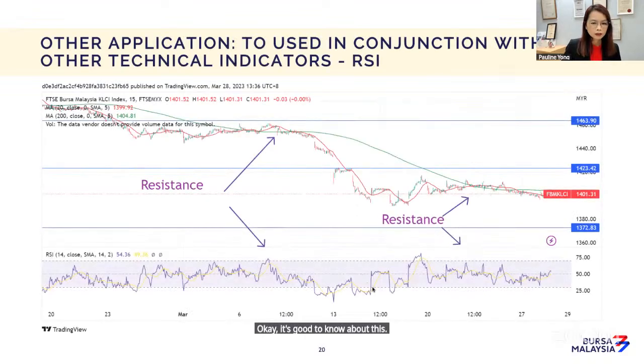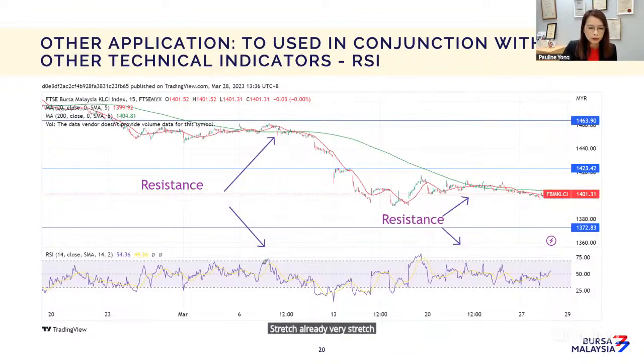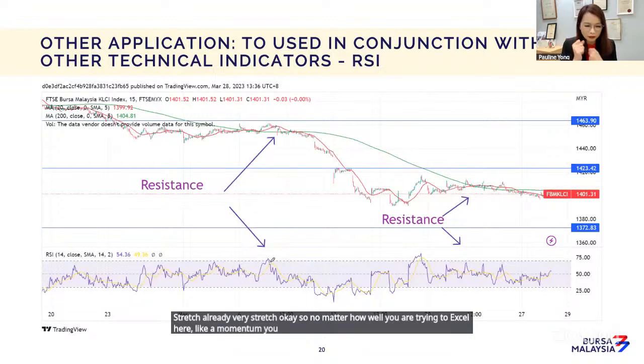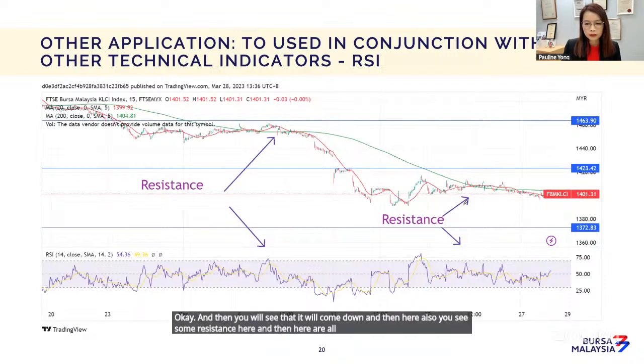Then another application is that you can use it together with the RSI. When you are looking at the top here, and you also see the green 200 MA line showing some resistance here, you know that basically this is very stretched already. No matter how hard you try, the momentum is trying to push harder and harder, but still you are facing some resistance here. That means you are a bit overstretched there. And then you will see that it will come down. And here also you see some resistance, and here are all tops. So here are also showing some overstretched conditions as well.